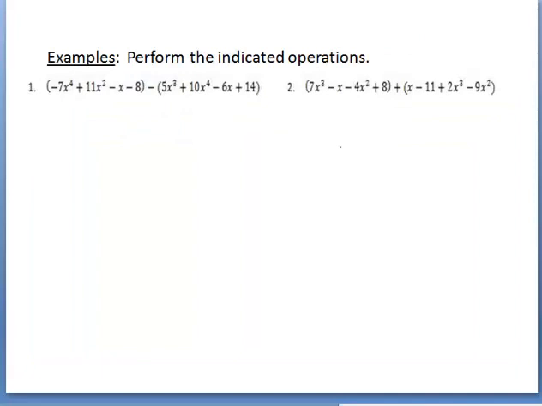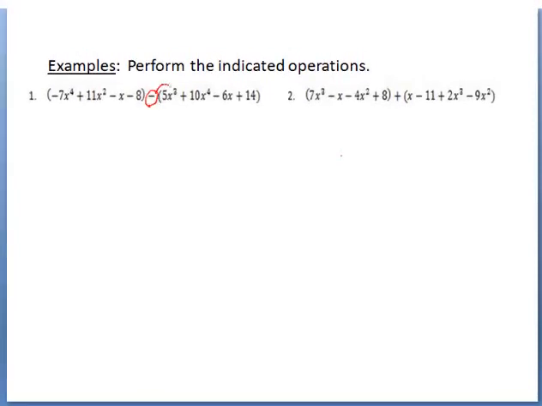So for example 1, it says perform the indicated operations. If you look at example 1, you can see that it is not a multiplication, it's a subtraction problem. And so what we need to do when we subtract is combine like terms. But before I can subtract, I'm going to have to distribute that minus to everything in this second parenthesis, because you can think of that as just a minus 1 times all of this. So when you have minus 1 times a parenthesis, then you have to distribute through that minus. So let's go ahead and do that.